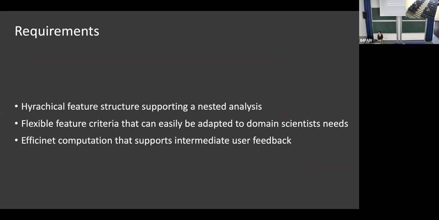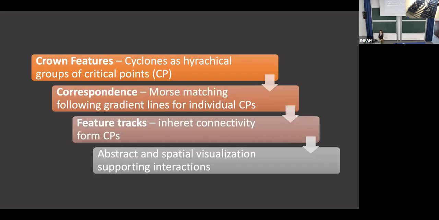So in summary, we are looking for a hierarchical feature structure, which has some kind of flexibility, and also that we can compute in an efficient way, so that if there are some changes, people get an immediate visual feedback here. So how do we solve this in this case?